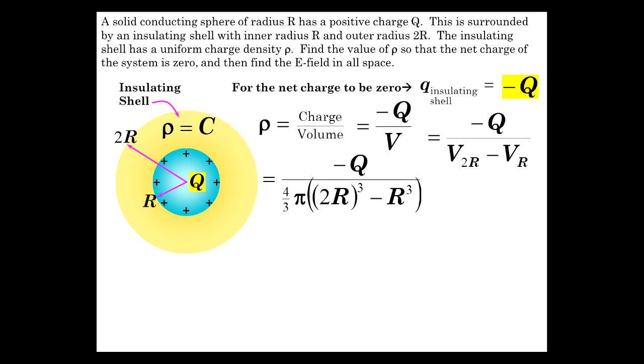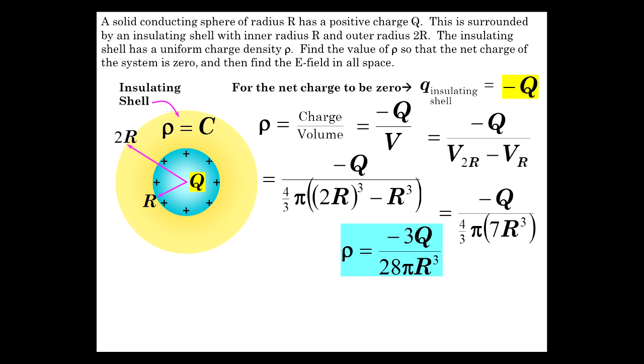So that's minus Q over 4/3 pi times (2R cubed minus R cubed). Well, 2R cubed is 8R cubed. So this whole thing is minus Q over 4/3 pi times 7R cubed. And the volume charge density is then minus 3Q over 28 pi R cubed. Now, that was a good first step.